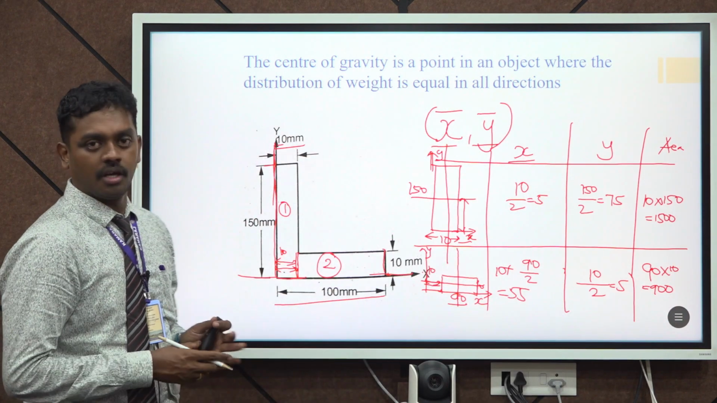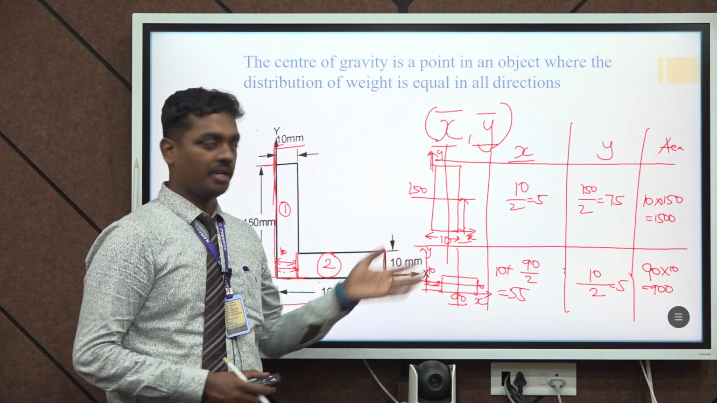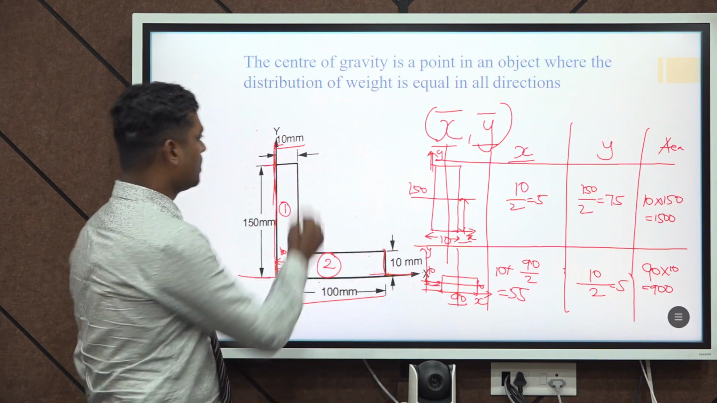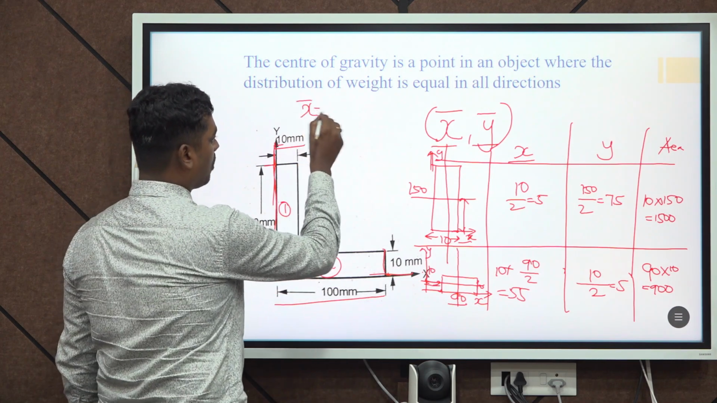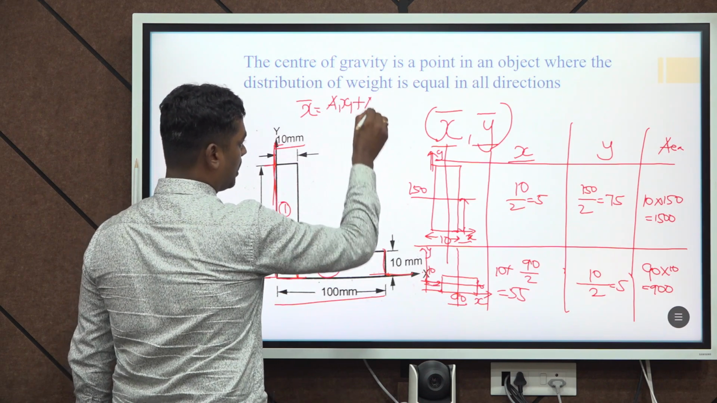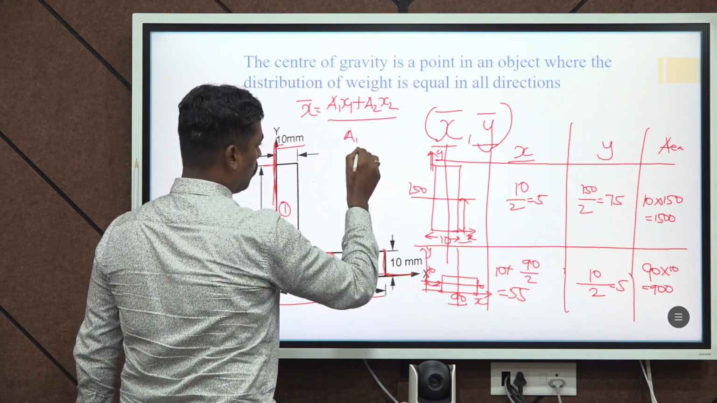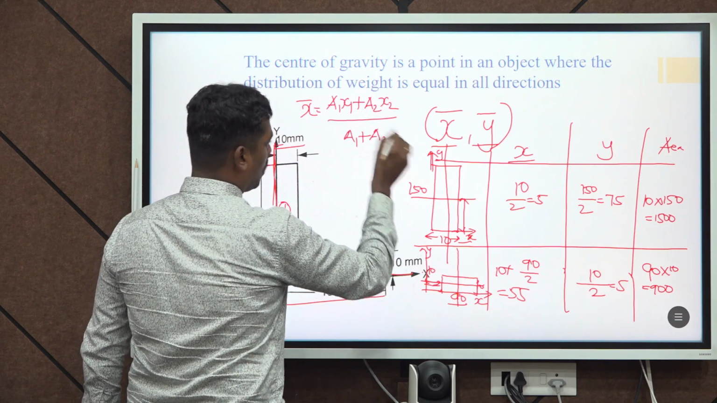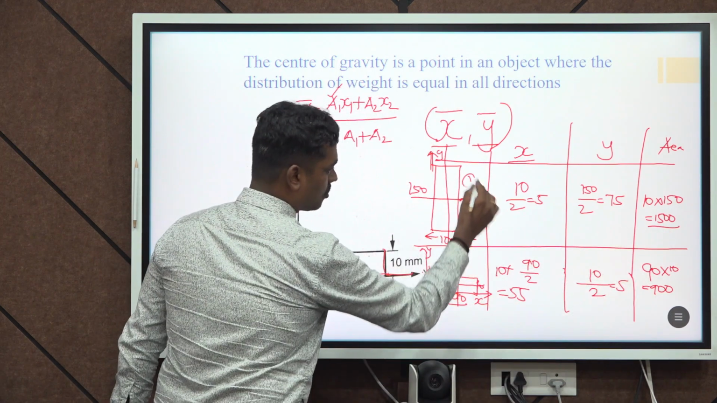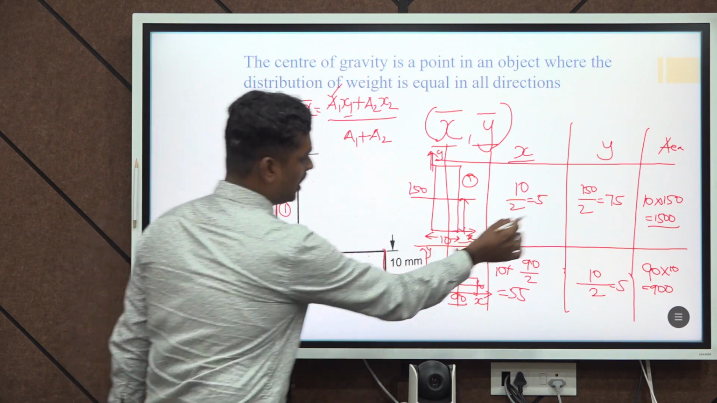So these are the basic points we need related to center of gravity. Then finally, how we will be calculating the x bar and y bar values is, simply, we can write the formula as a1 x1 plus a2 x2 divided by a1 plus a2. So what is area 1? This will be the area of the section number 1. So a1 will be 1500.